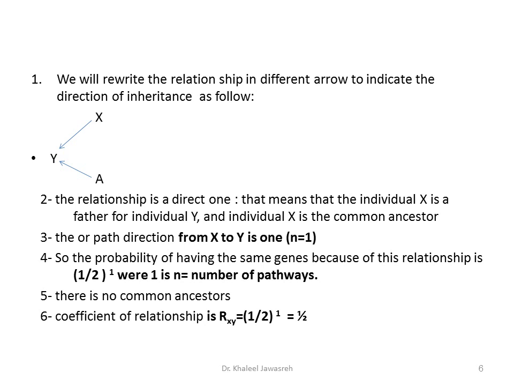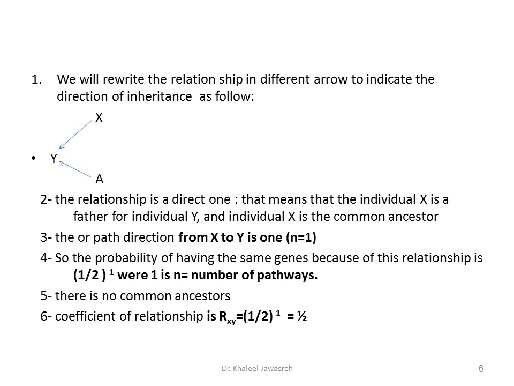That means that individual X is a father for individual Y, and individual X is a common ancestor. And why do we concentrate on X? Because we need to calculate the relationship between X and Y. From this arrow or this direction, we can observe that X is father for Y, and X is the common ancestor. In all problems, whatever the complication of the relationship between the individuals, we need to look for the common ancestors. First of all, we look for the common ancestor, and this is a direct relationship, and we can calculate it directly.